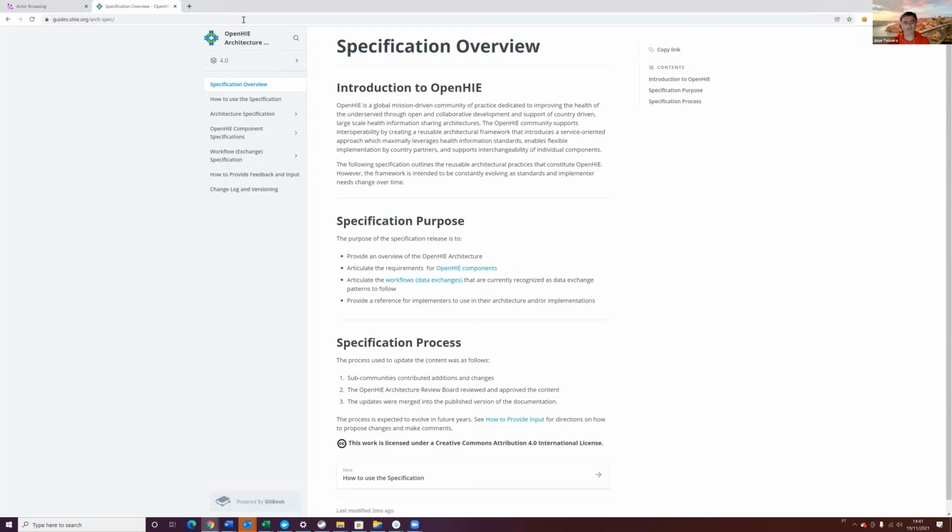I think there are different names. What OpenHIE calls workflows is pretty much what IHE calls transactions, if I'm not mistaken. So these are data exchange patterns. Eventually it will become part of the same picture, not different disconnected pictures, because they are all relying on each other. Yeah, thanks, Luke, for the link.